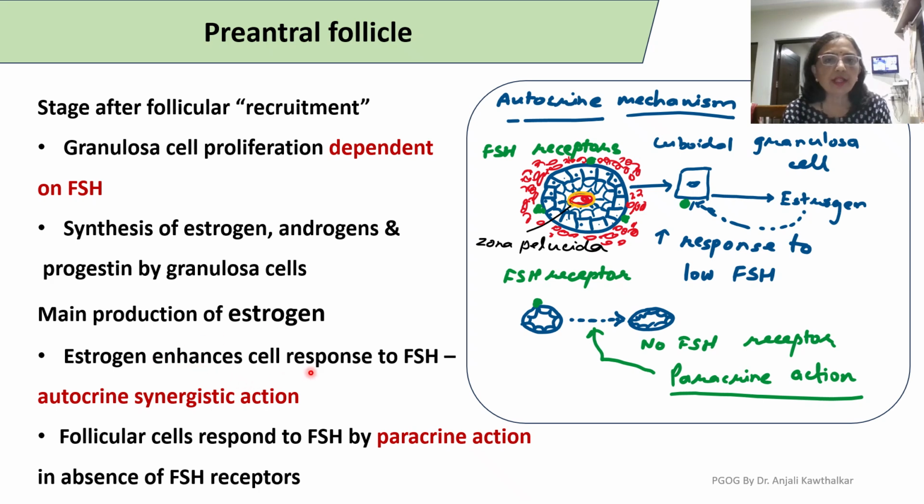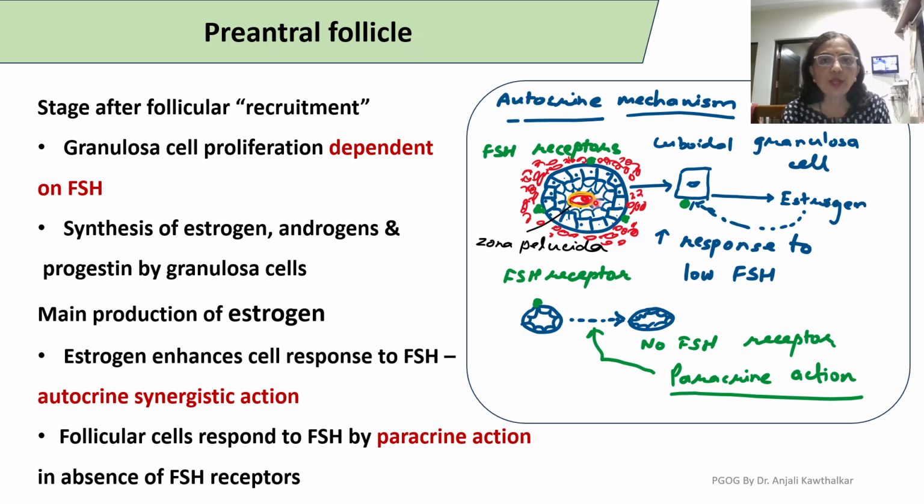Estrogen enhances cell response to FSH. So as the estrogen is secreted, it acts on the same cell, increasing the number of FSH receptors and making the granulosa cell more sensitive to FSH. So even if the follicle stimulating hormone level is low, it will still respond to FSH because of this increased sensitivity by the presence of estrogen. It is an example of an autocrine mechanism.